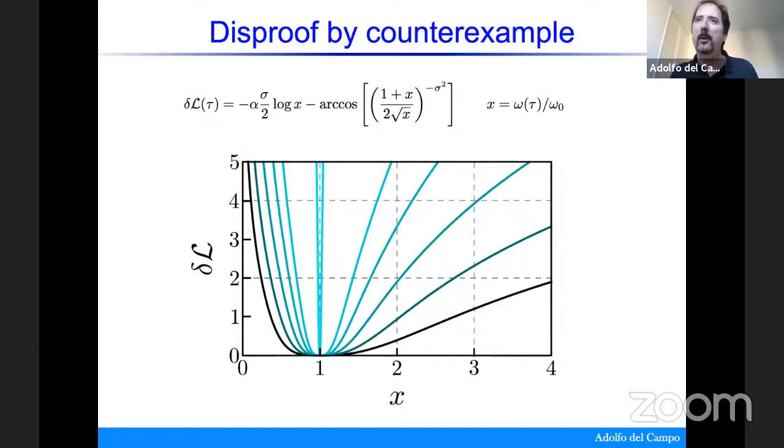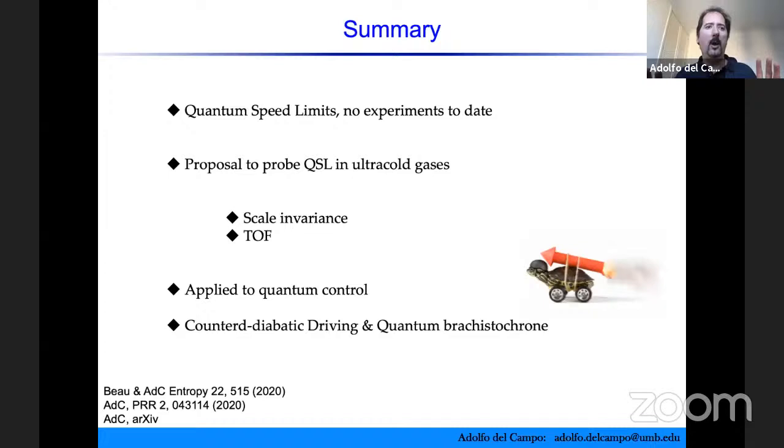This was something I wanted to say. I motivated speed limits, how there are fundamental results in quantum dynamics that have many applications, yet no direct experimental measurement to date. One way of probing them is with ultracold atoms, as long as you stick to scale invariants, and then you can use standard techniques to measure the radius of the cloud and the expansion factor, and with that information you can reconstruct everything you need: the energy fluctuations and the fidelity between the initial and the final state.